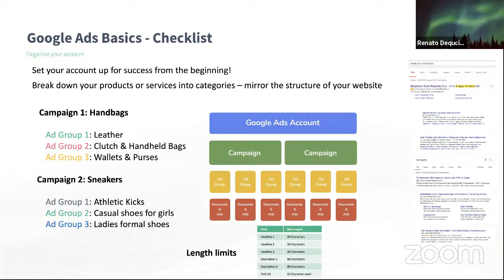As you can see, in group 1, part of the campaign, we're talking about leather. In group 2, we're talking about clutch and handbags, so we're focusing purely on handbags. And then group 3 is to enhance or complete the handbag deal with wallets and purses. So you structure your ad a little bit differently each time to get a better spread across what people are looking for.